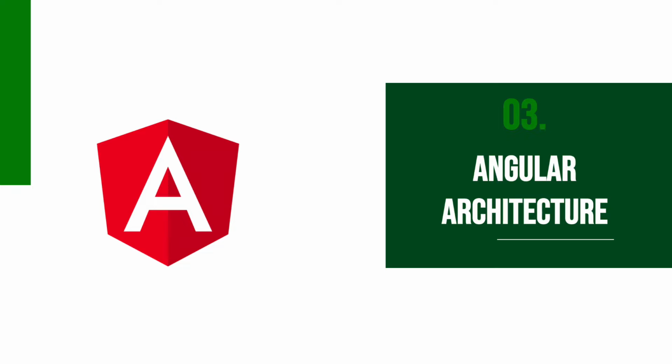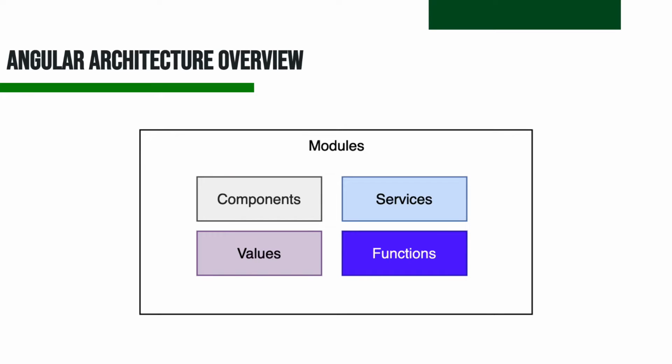Now let's have a look at the Angular architecture. So first of all, modules. Angular follows a modular and component-based architecture. The key components in Angular architecture are modules, which are also known as NgModule. Modules are used to organize the application into logical units. Each Angular application has at least one root module, which is known as the AppModule. Modules can be used to encapsulate related components, directives, services, and other features.